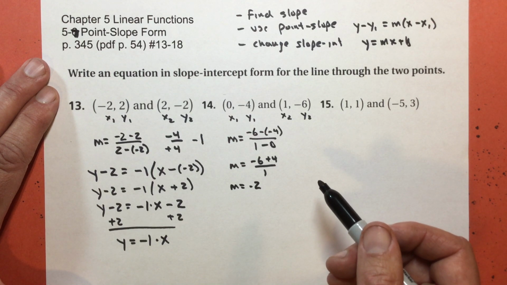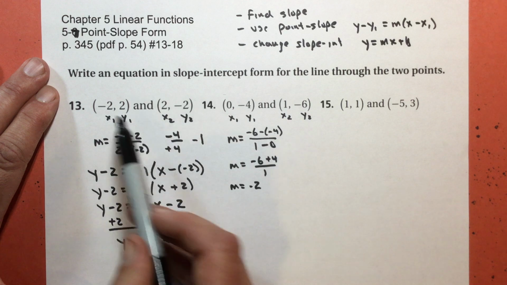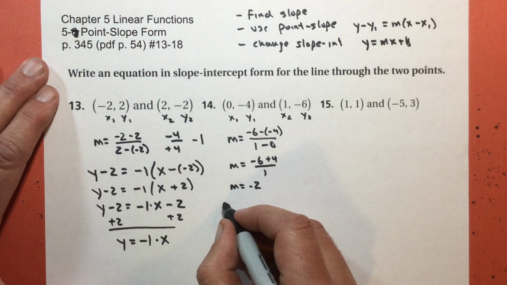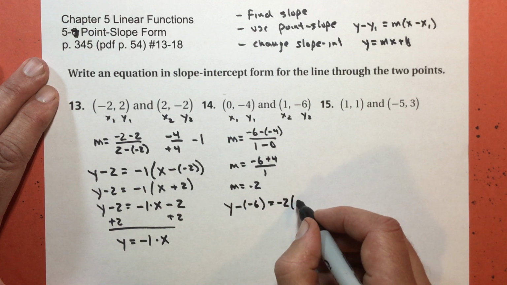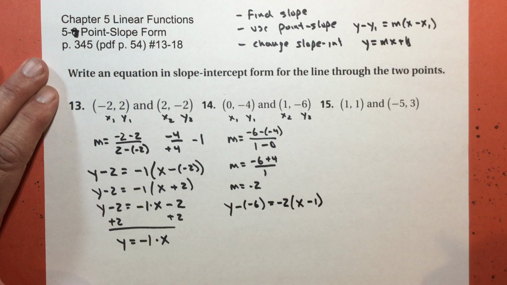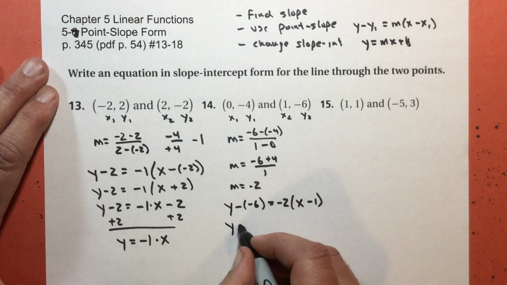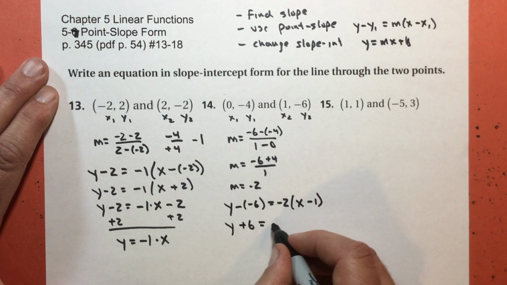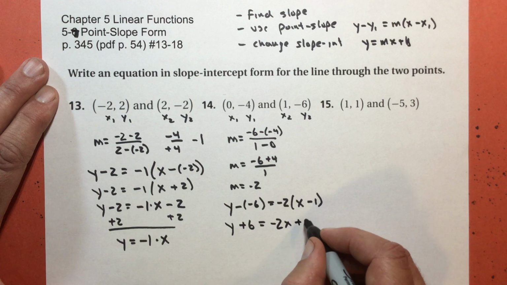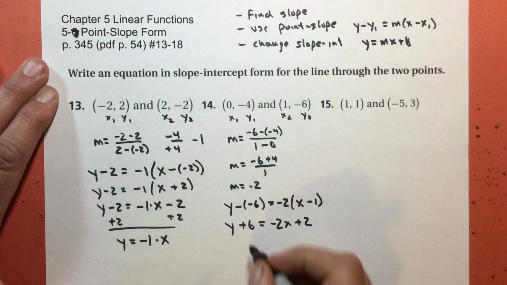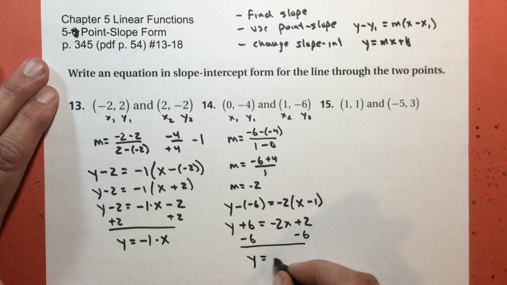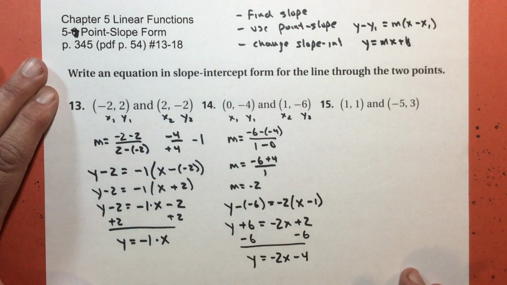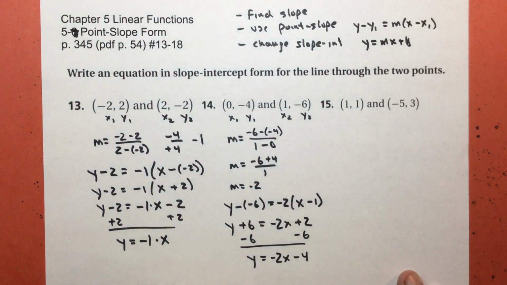Okay. Let's pick that point. Last time I picked the first one, this time I'm going to pick that one. All right? So I'm going to do y subtract -6 equals -2, that's my slope I just found, times x subtract 1. So just to save space, I'm going to do 2 things at the same time. I'm going to clean this up, and I'm going to use distribution. This becomes y plus 6. -2 times x is -2x, and -2 times -1 is +2. And then to get the y isolated, I'm going to add -6 to both sides, and I get y equals negative 2x subtract 4.